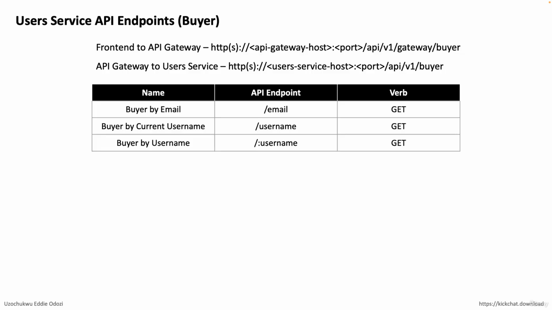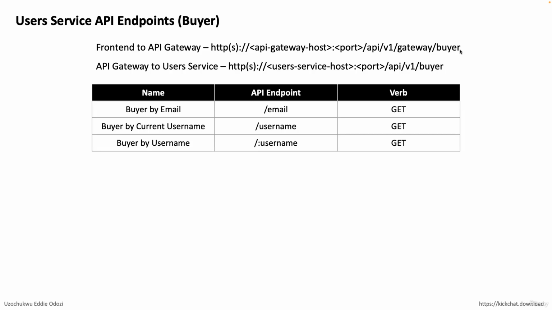Now, the user service API endpoints related to the buyer are at this point. For the API gateway, communication with the front end, so front end to API gateway, this is the URL that we are going to use: API gateway host:port/API/v1/gateway/buyer.